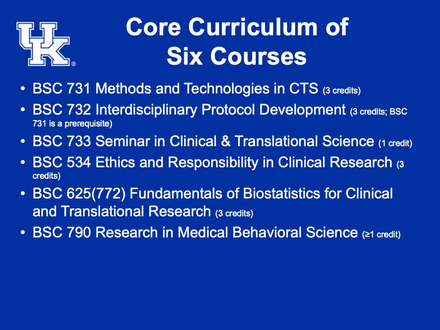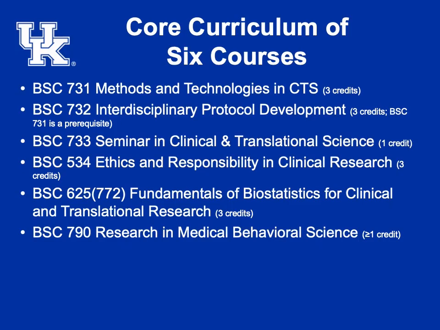So let's talk about the core curriculum. It consists of 6 courses. BSc 731 is Methods and Technologies in Clinical and Translational Science. It's going to teach you about a variety of different research methods that can be applied to research questions in the field of clinical and translational science. BSc 732 is Interdisciplinary Protocol Development. It builds upon BSc 731 in that you will continue to work towards developing a grant application. So you'll take one of the research methods you learned about in 731 and further develop it into a small NIH-style grant application. BSc 733 is the Seminar in Clinical and Translational Science.